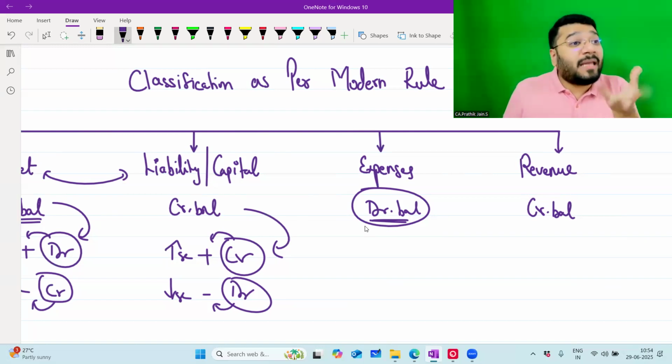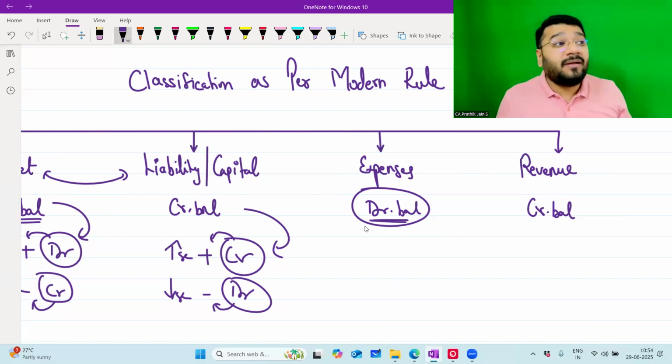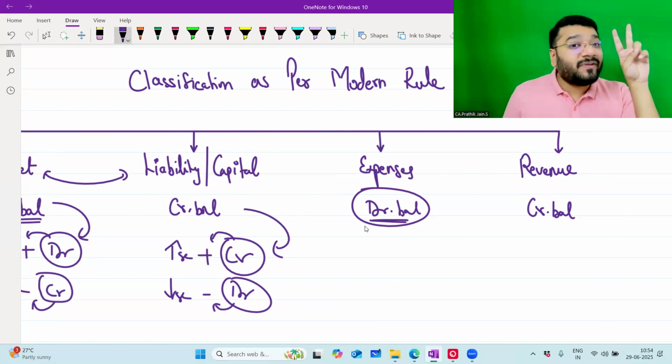So expenses, what type of balance? It is a debit balance item. Asset, what balance? Asset, AD: debit balance. Liability, credit balance, LC. Like that, expense is what balance? Debit balance. So can you tell me two debit balance items? One is asset, second is expense.